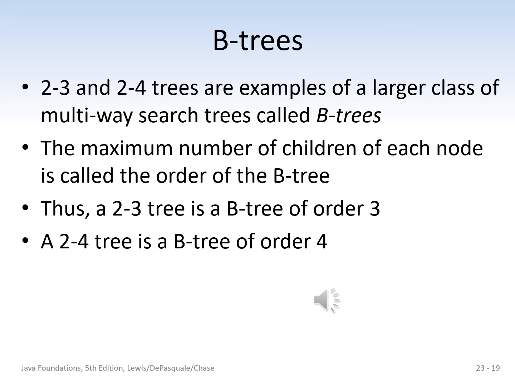2,3 and 2,4 trees are examples of a larger class of multi-way search trees called B trees. The maximum number of children each node can have is called the order of the B tree. Thus, a 2,3 tree is a B tree of order 3. A 2,4 tree is a B tree of order 4.